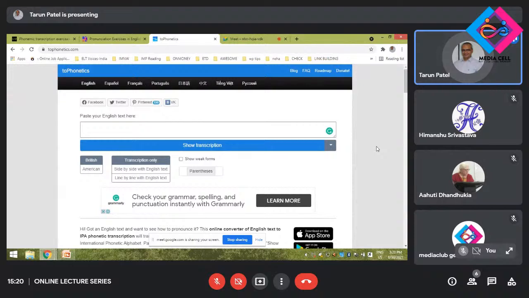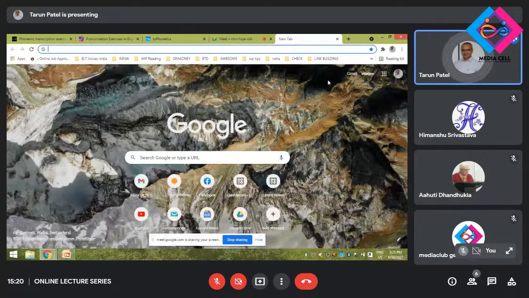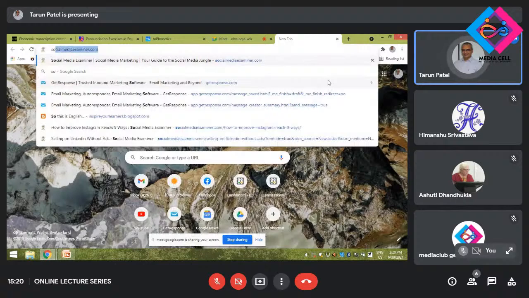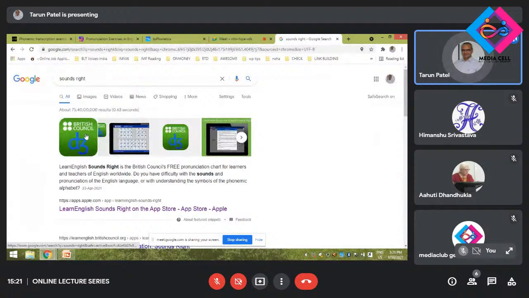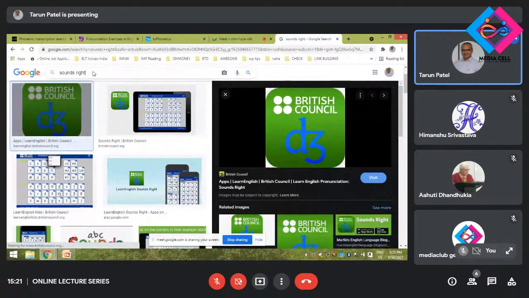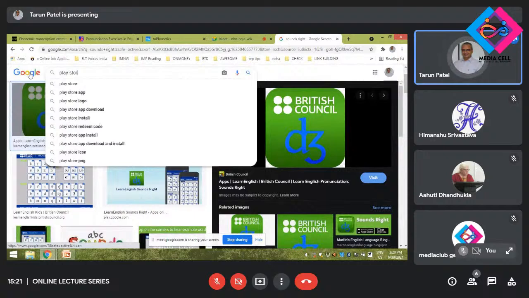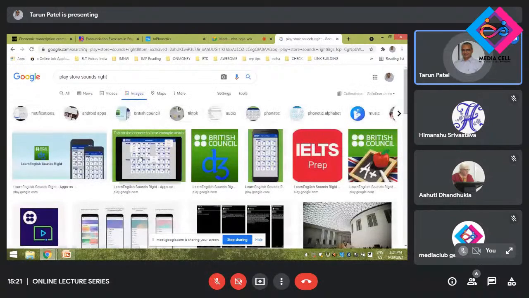All right. So similarly, we also have certain applications that we can use in our phones as well. For example, this one, you can just have a look at it. This is an app available on both Play Store and the Apple store. So you go to Play Store and you type this, sounds, right? Google.